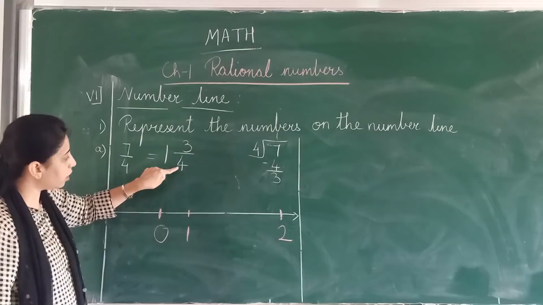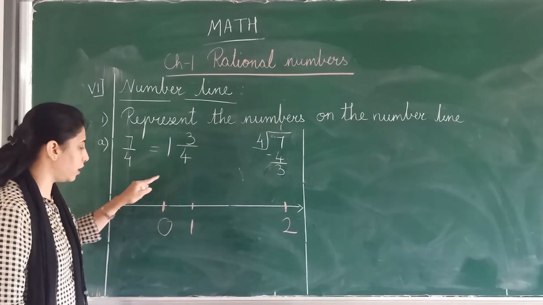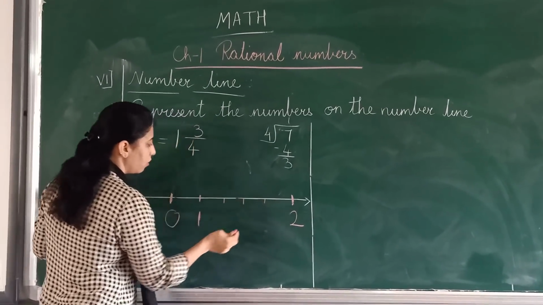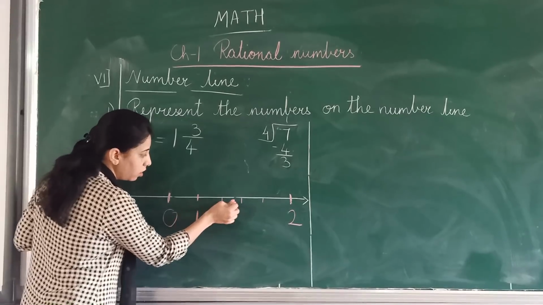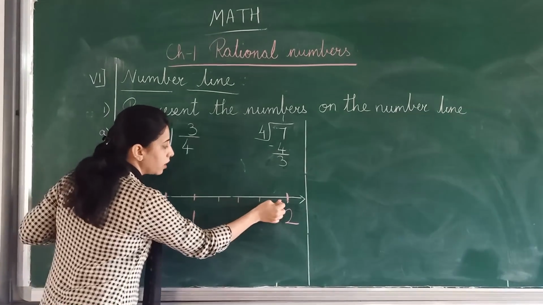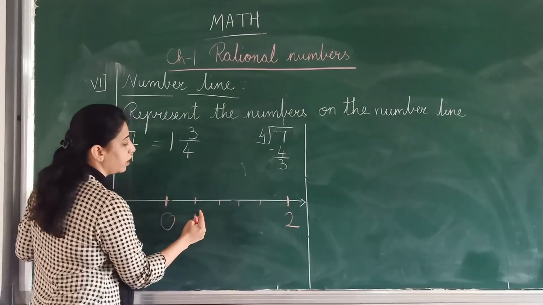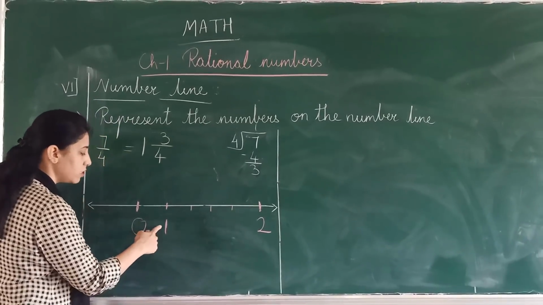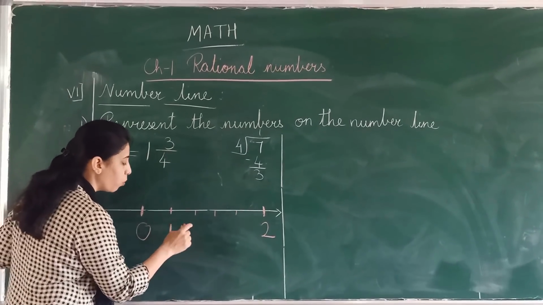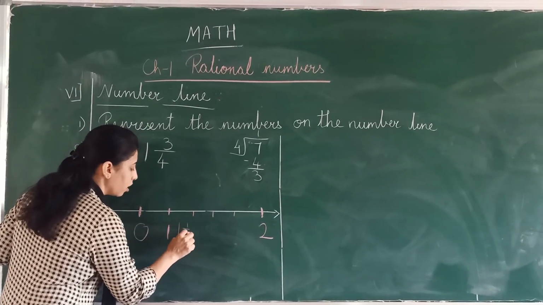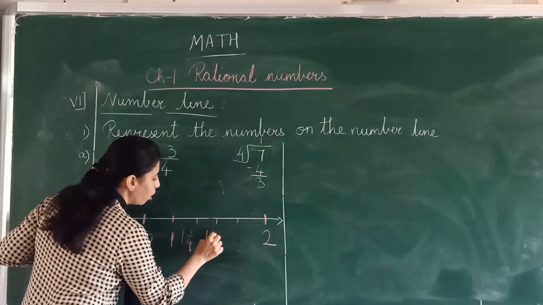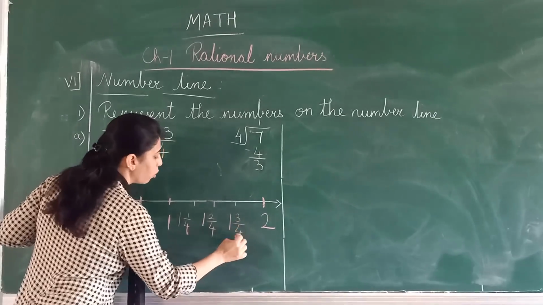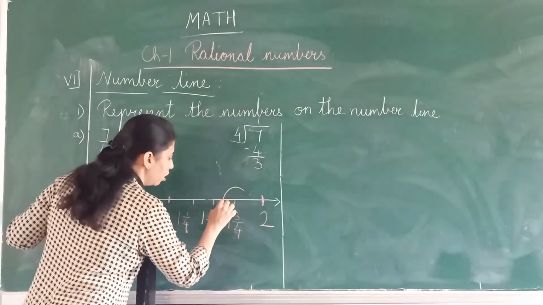So what is in the denominator? 4. So it is divided into 4 equal parts. So 1, 2, 3, 4 equal parts. Between 1 and 2 it is divided into 4 equal parts. From here this will be 1, 1 upon 4. This will be 1, 2 upon 4. And this will be 1, 3 upon 4. So we got the answer, that is 1 integer 3 upon 4.